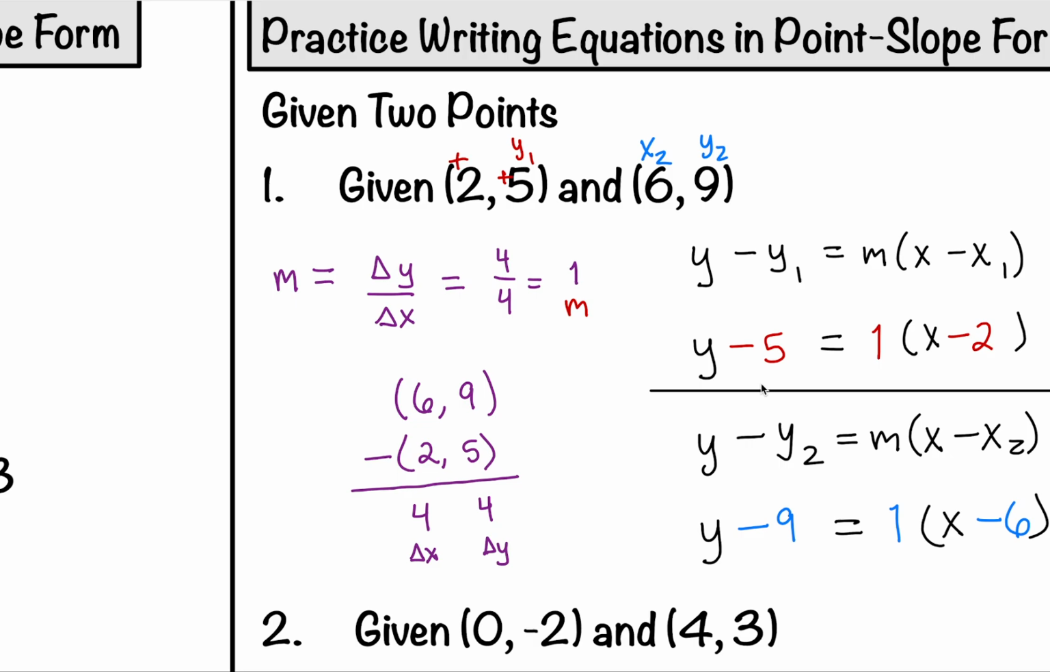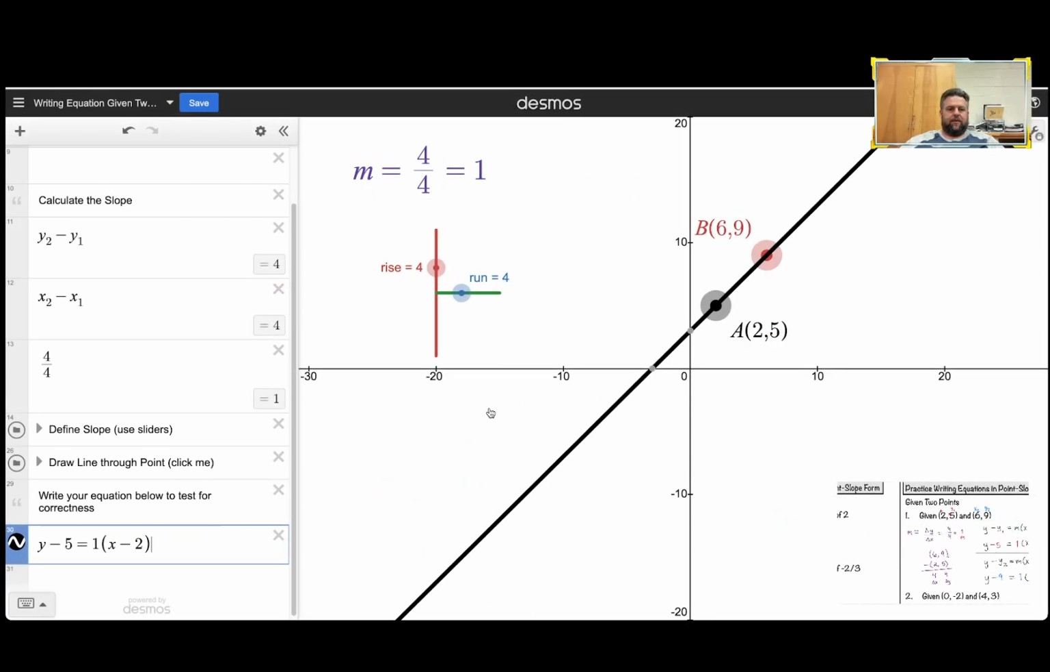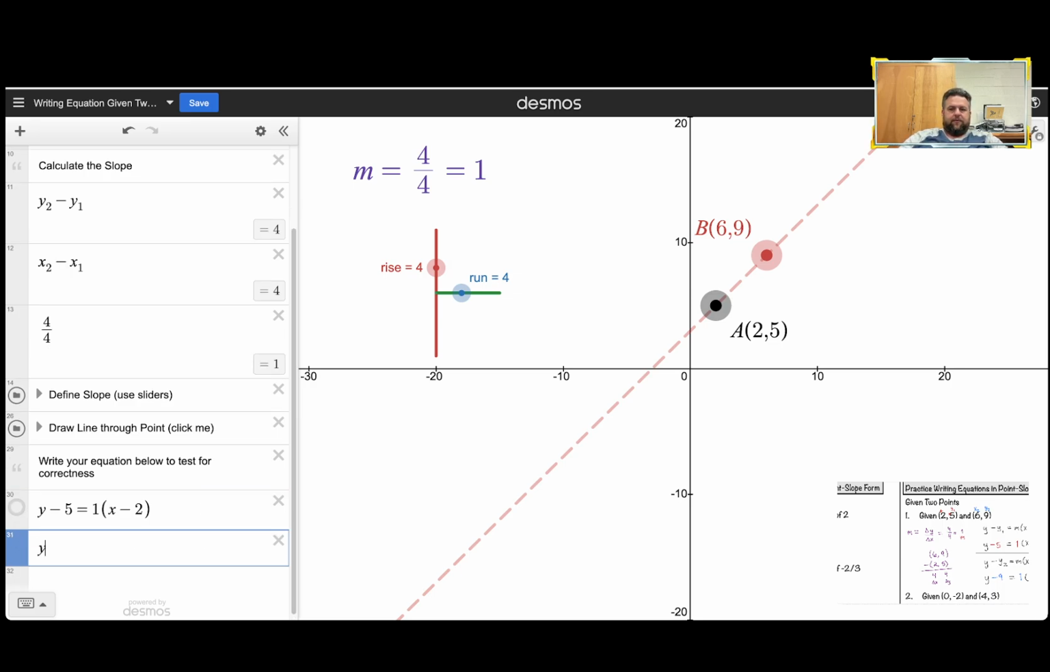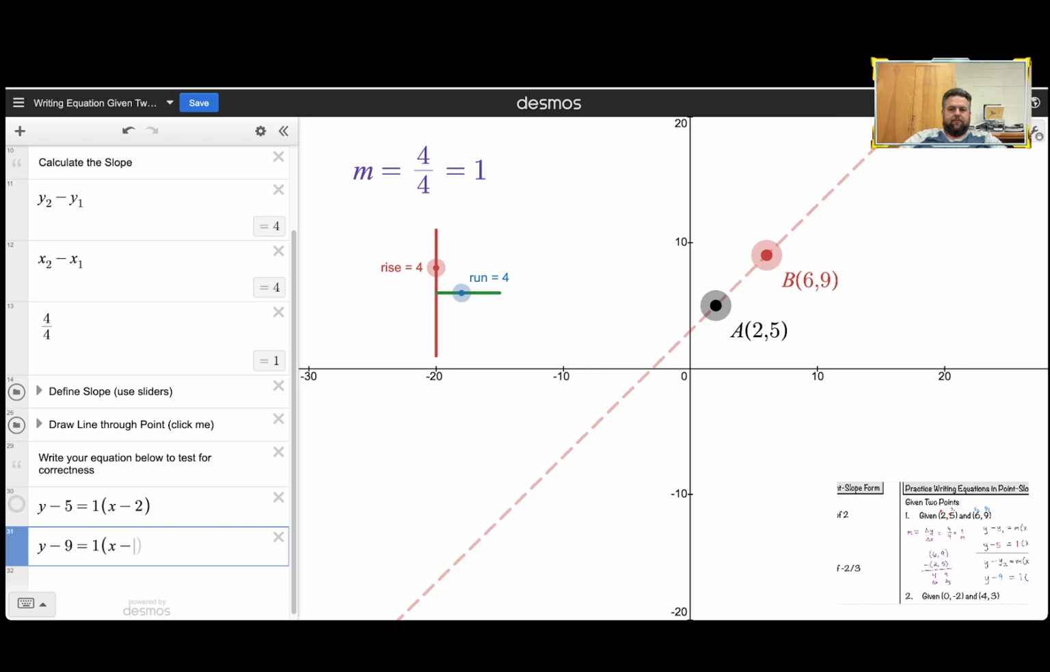So let's jump back into Desmos. Let's try the second equation. Let me go ahead and hide this one. The second equation we came up with was y minus 9 equals 1 times x minus 6. And there you have it. As you can see, both equations can be used to describe this line.